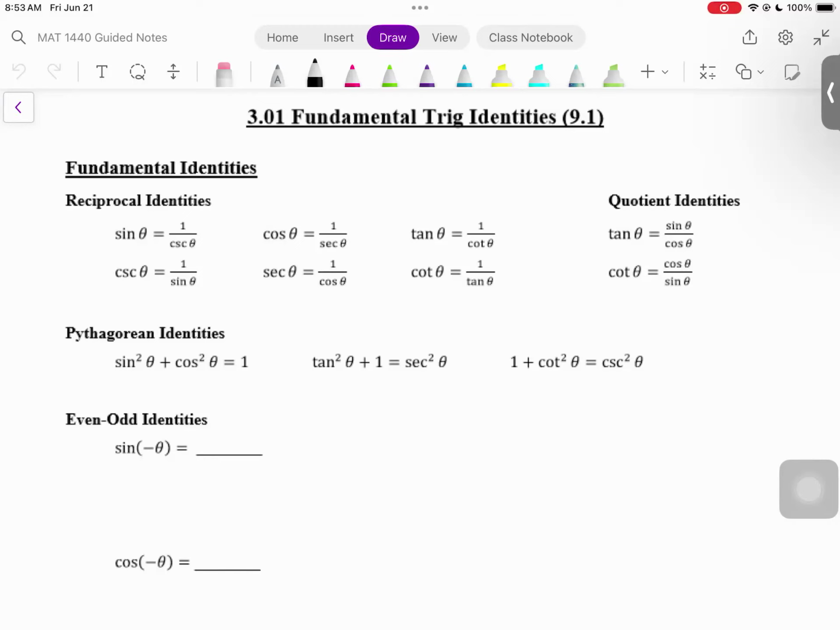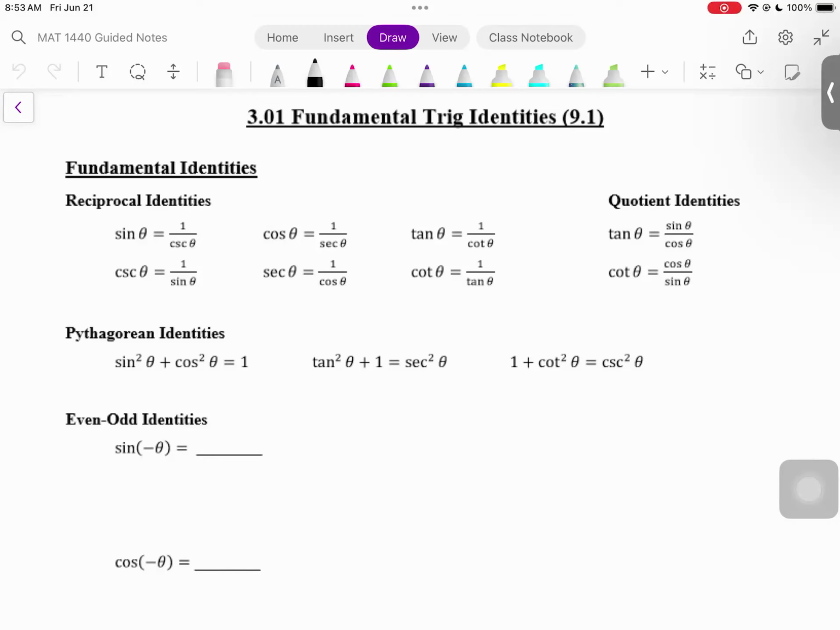Our fundamental identities include our reciprocal identities, Pythagorean identities, and even odd identities. We've already seen those reciprocal identities that are showing the relationship between functions like sine and cosecant, cosine and secant, tangent and cotangent. I missed this other one. Our quotient identities: tangent is sine over cosine, cotangent is cosine over sine.